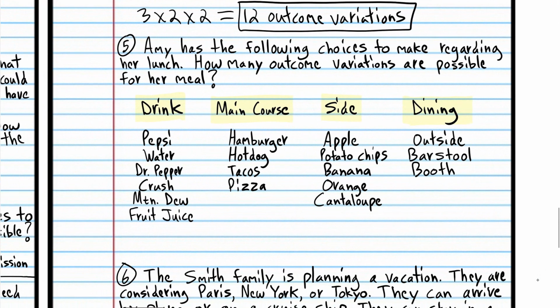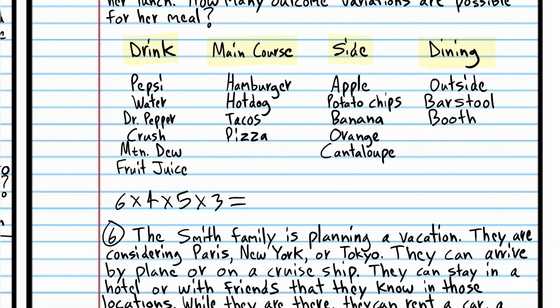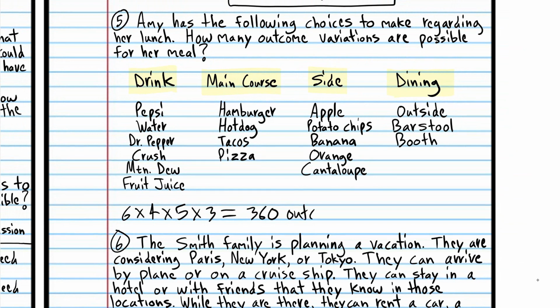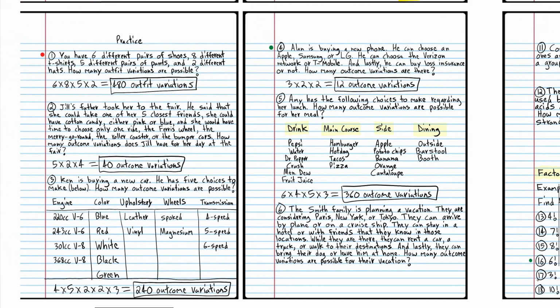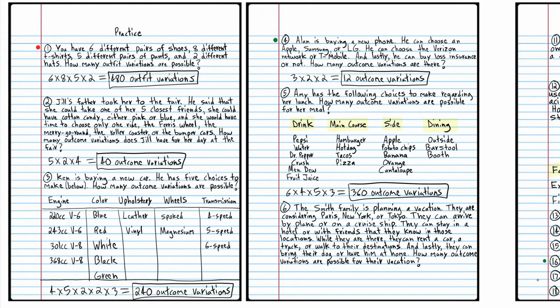All right, we're back. So Amy has 6 different drinks that she can choose, 4 different main courses, 5 different side dishes, and 3 different dining scenarios. So if we multiply all these, we get 360 outcome variations for her meal. So if you got that right, excellent. Go ahead and try number 6, and when you come back, we'll do it together.